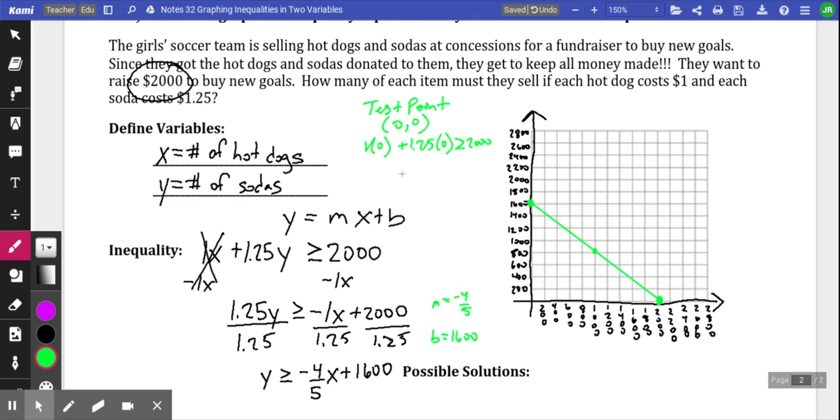So 0 plus 0 gives me 0. Is that greater than or equal to 2,000? Well, obviously that is false. So if I don't sell any hot dogs and don't sell any sodas, I'm not going to make that goal of 2,000. That's saying that any of these possible combinations down here is not going to get you to 2,000. Here at the boundary line is where you start getting your goal. And if you go past it, that means this region of the graph will get you that goal of at least 2,000 as well.